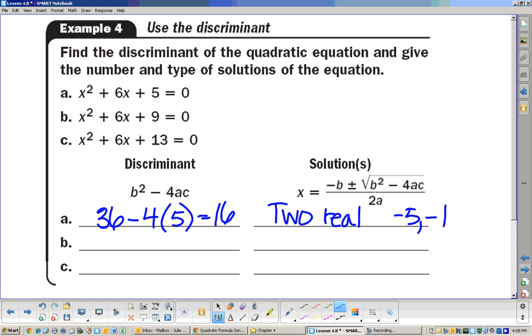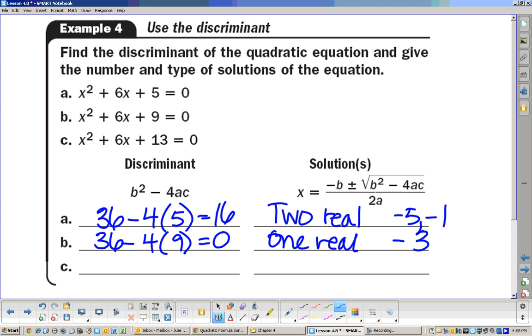Second one, if we do b squared, we again get 36. Minus 4 times ac is 9 times 1. Well, 36 minus 36, you get a discriminant of 0. And when you have a discriminant of 0, you only get one real solution. And if you want to work those out, you will find out that that one solution is negative 3.